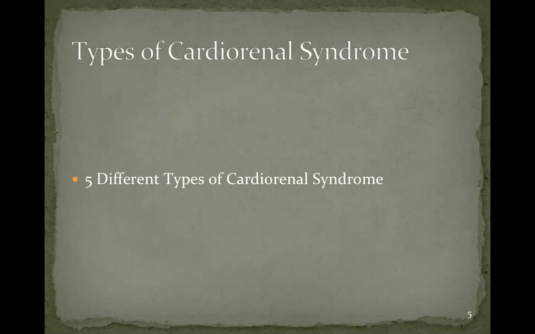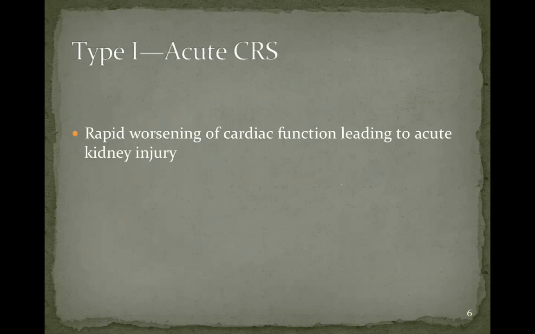So as I previously mentioned, there's 5 different types of cardiorenal syndromes. The first one, to me the most interesting, is type 1. Type 1 cardiorenal syndrome is acute CRS. It's a rapid worsening and decline of cardiac function, which leads to an acute kidney injury.